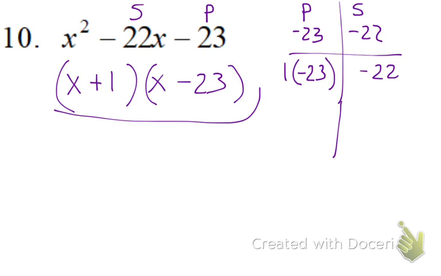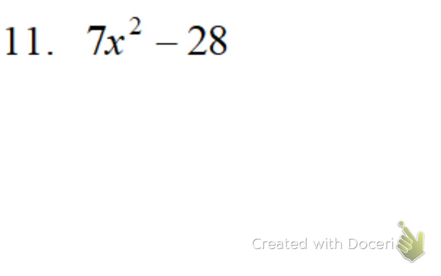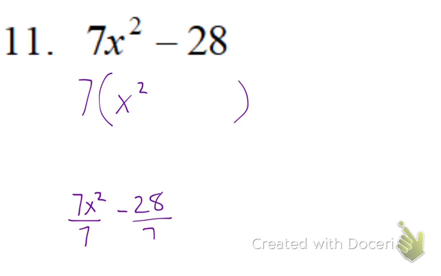The order on your factors does not matter, but the 23 must be the negative and the 1 must be the positive. GCF here is 7. Factor out the 7. 7x squared. This is what you're thinking. 7x squared divided by 7 is x squared. Negative 28 divided by 7 is negative 4.